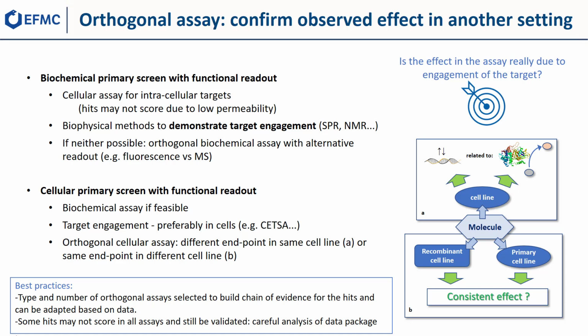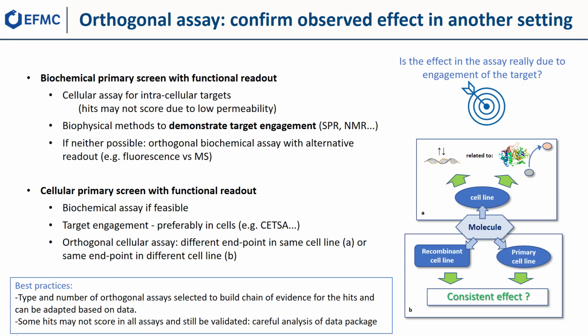Or you can use an orthogonal cellular assay, and this is illustrated on the bottom right part of this slide. It can be, like in panel A, a different endpoint using the same cell line. So if you looked at gene expression, maybe this time you can use a functional readout. Or, like in panel B, you can use a different cell line looking at the same readout. If you used, as commonly done, a recombinant cell line in your primary screen, you can this time use a primary cell line. And if you have a consistent effect, that's a very strong sign that your compound is of interest.